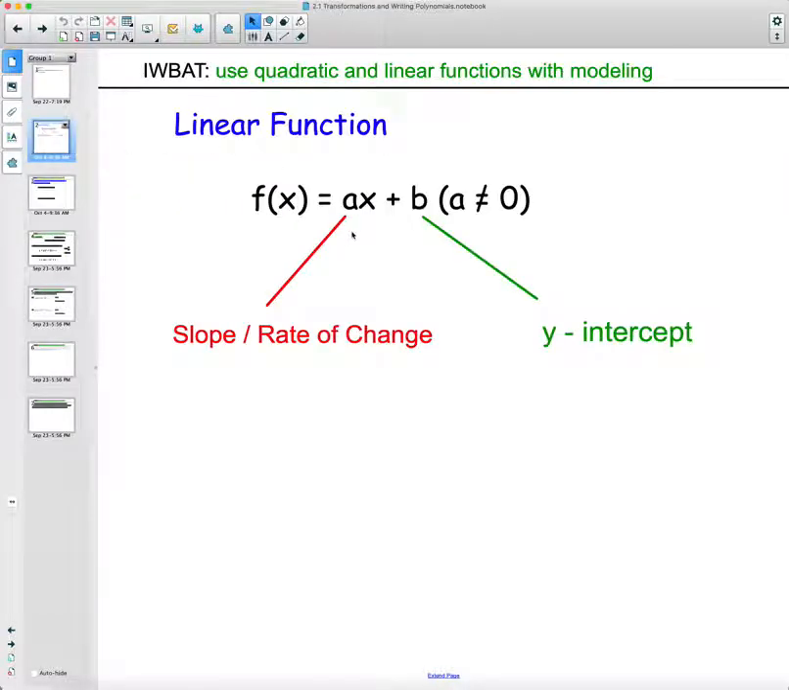So first off, here's a general form of a linear function. You might be used to having the letter in front of the x be an m, so having it as y equals mx plus b form. This is just function notation of f of x equals ax plus b. A is just the slope. B is still the y-intercept. This is just keeping it in line with quadratics as well.